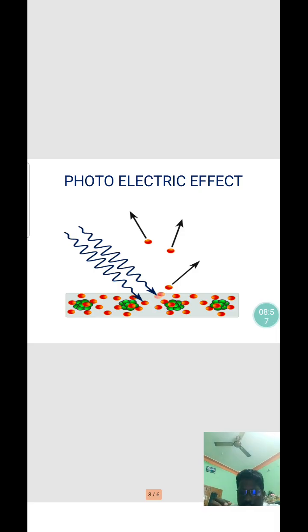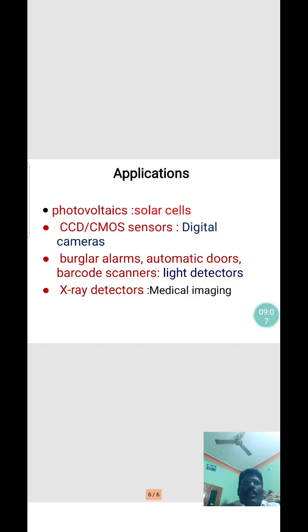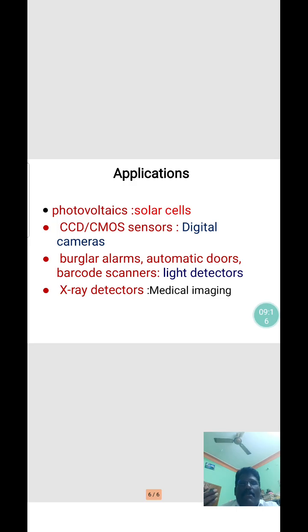The number of electrons ejected is counted per unit surface area of the material. This effect is mostly used in solar cell systems, digital cameras, automatic doors, barcode scanners, light detectors, and X-ray detectors of medical imaging devices. The photoelectric effect is extended by the Compton effect.